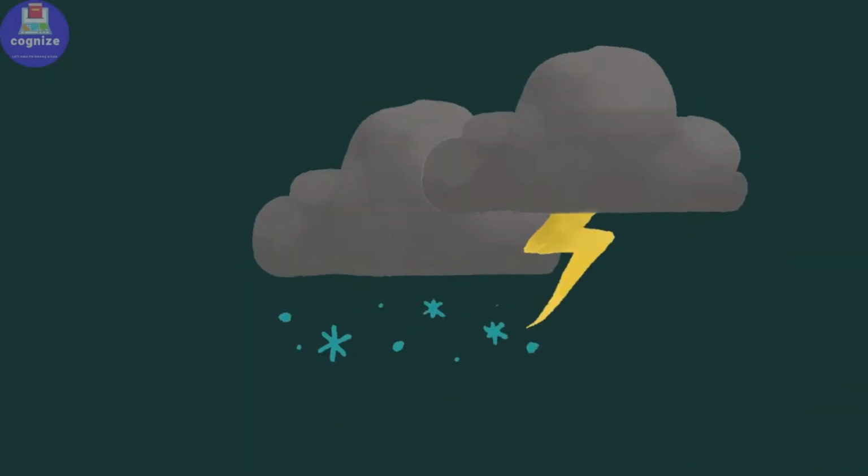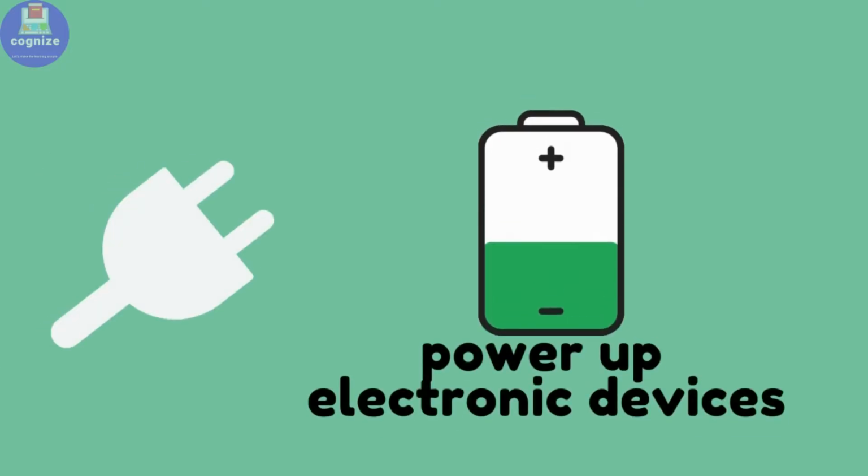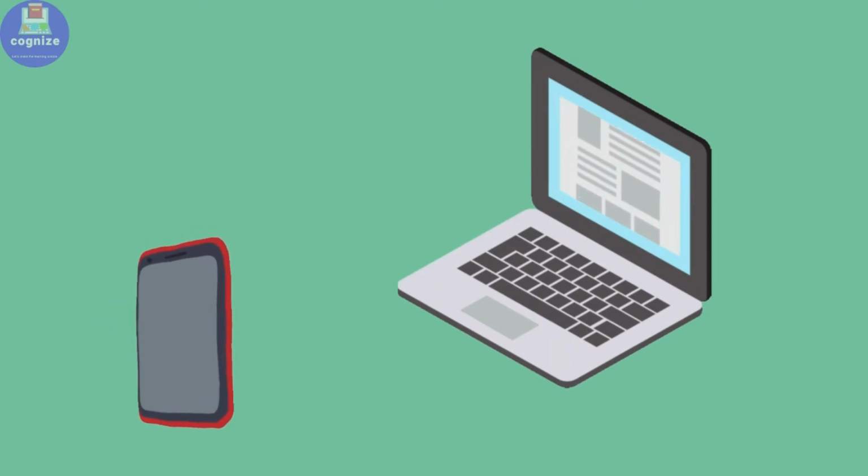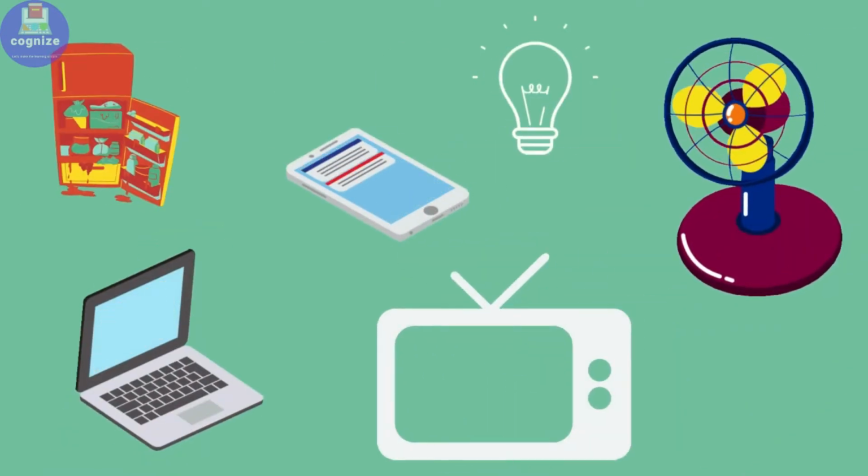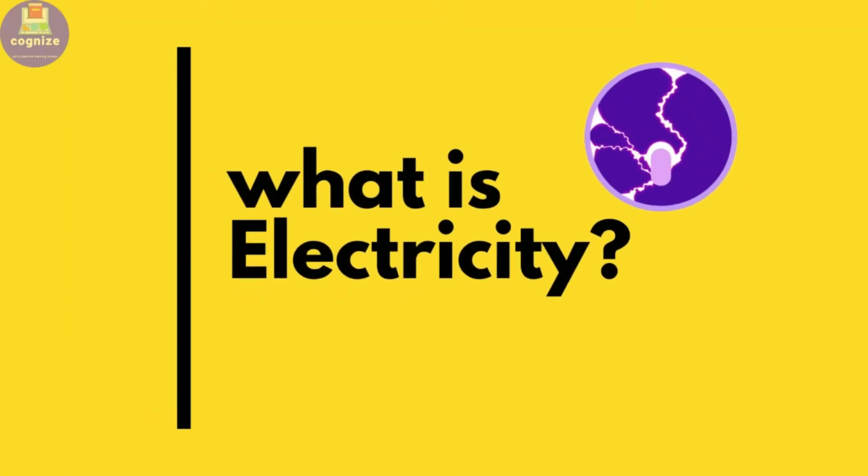From the view of lightning in a thunderstorm, or to power up our technology and appliances like cell phones, computers, lights, fans, and so many more, electricity is all around us. But what exactly is electricity?